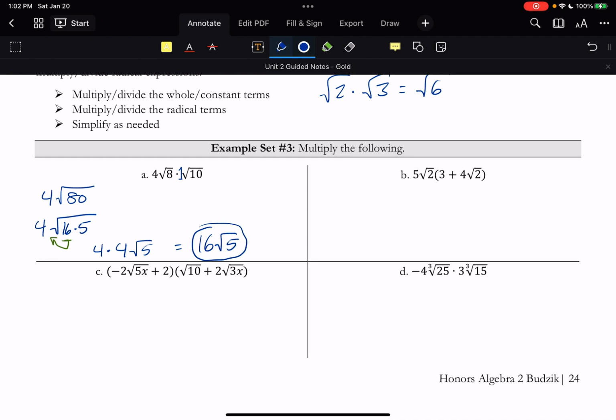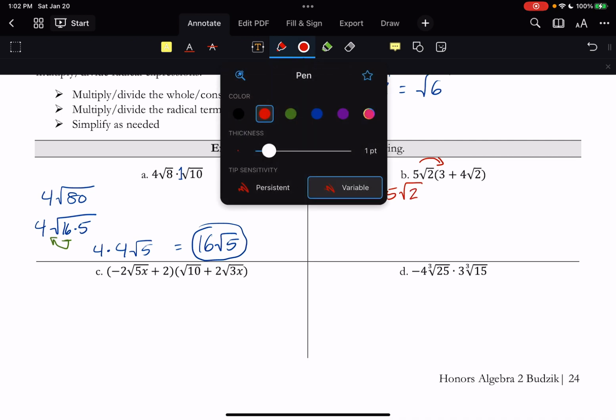If I go to B, this is a monomial times a binomial, so I need to distribute this monomial to both terms in the binomial. So I have 5 radical 2 times 3. 5 times 3 is going to get me 15. And then since there's no radical term with the 3, that's just going to be the square root of 2.